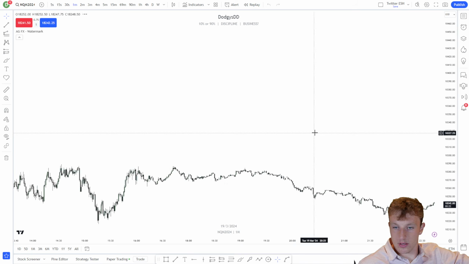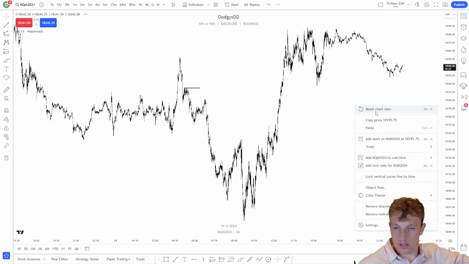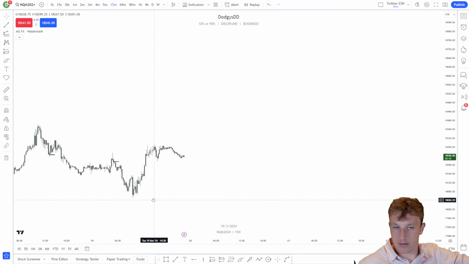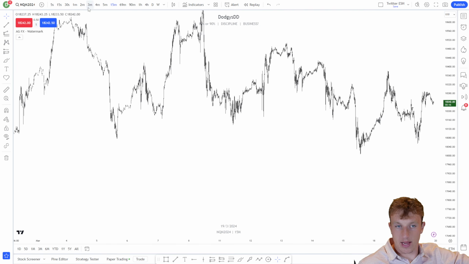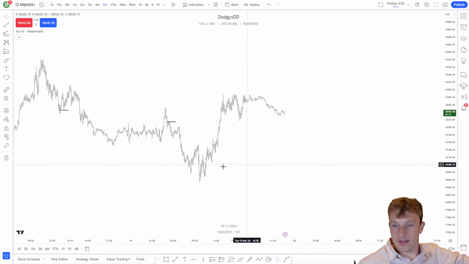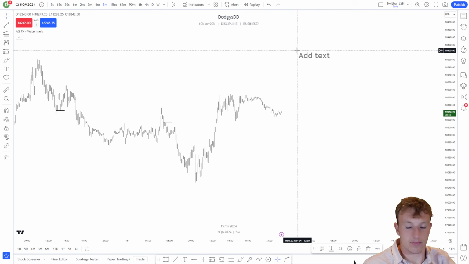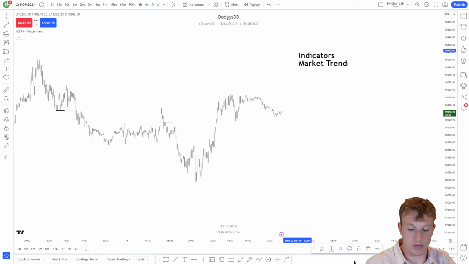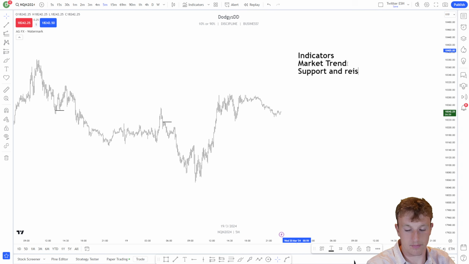So the other two are going to be a little different. Where did I even put them? Not sure what happened to them. Oh, well. The other is indicators, and then market trend. And then support and resistance, obviously. And those are the main things I've taught so far.